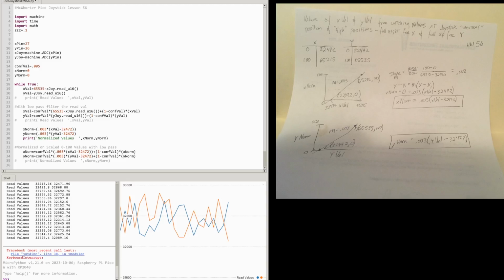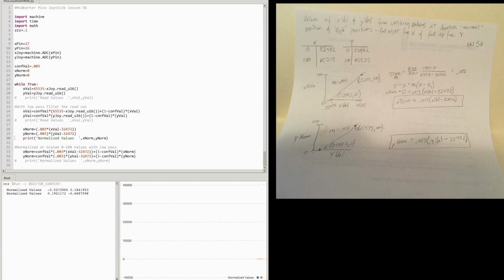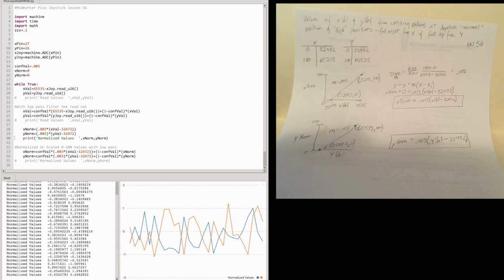Hopefully my mouse is showing up here, but I'm pointing at the X val, and that's on the first equation. That's the value that the Pico reads, and the X norm is what it returns and is going to plot. Same deal: the Y value is what the Pico is going to read, and it's going to plot it with the Y norm on here. So going back to the code, let's run that guy and see where we're at.